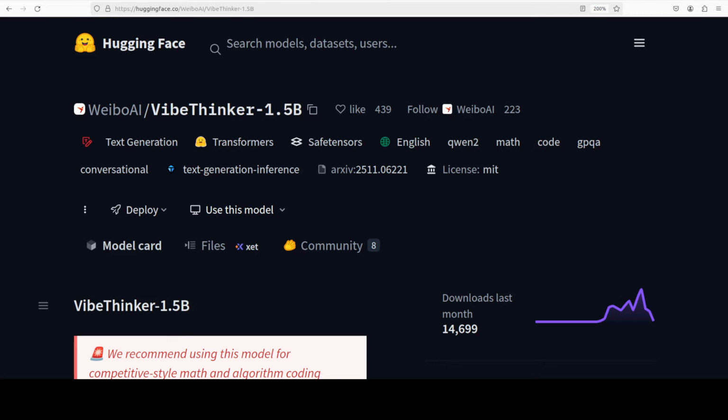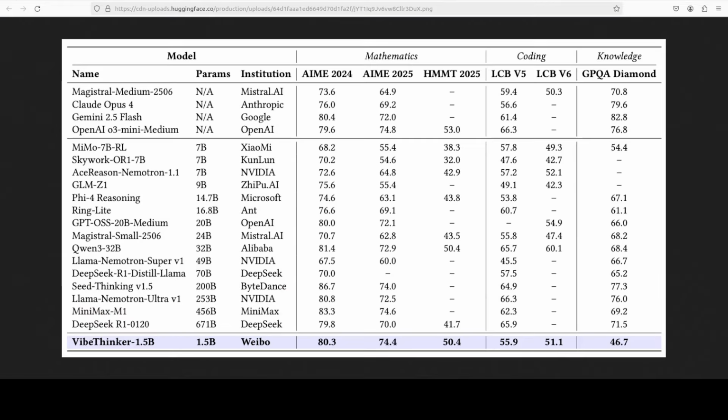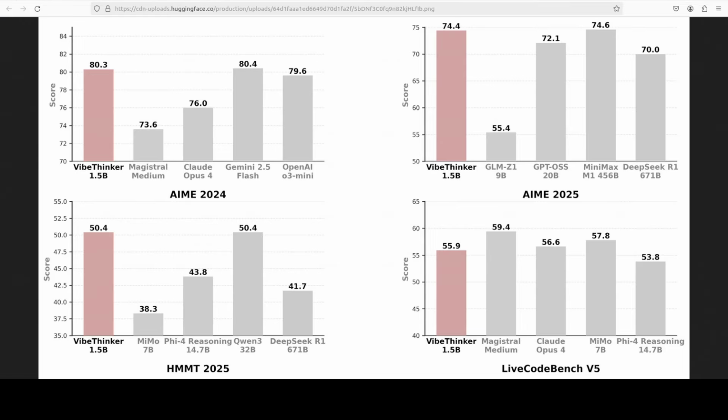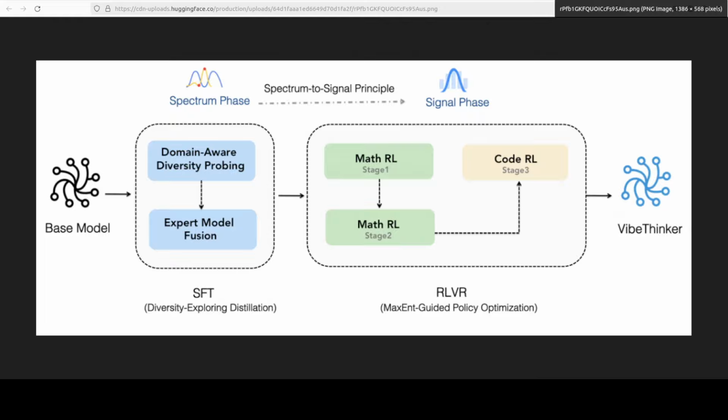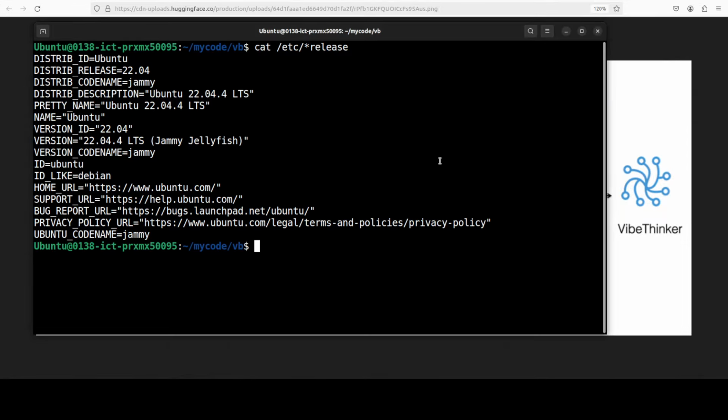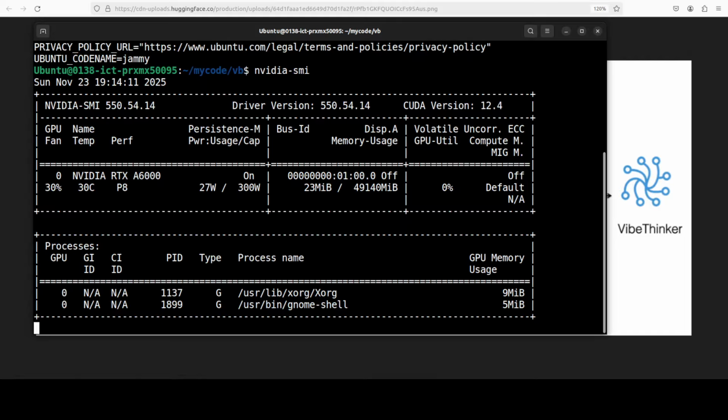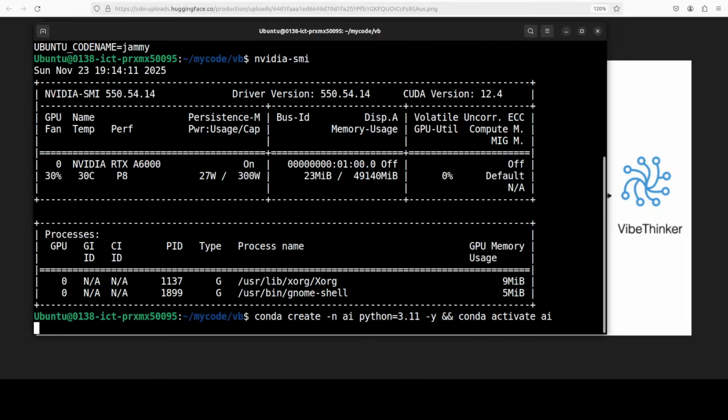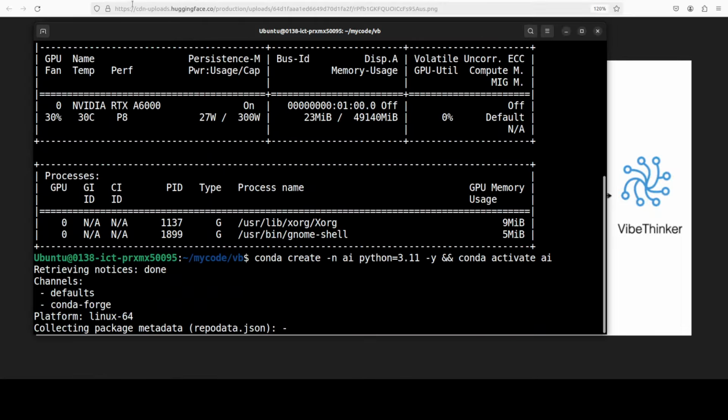Coming back to this model, the model looks pretty interesting in terms of training, benchmarks, and various other statistics which they have shared. Let me start installing this model and I will be talking more around its training and architecture. So I'm going to use this Ubuntu system. I have one GPU card NVIDIA RTX 6000 with 48 GB of VRAM. I'm starting by creating a virtual environment with Conda.